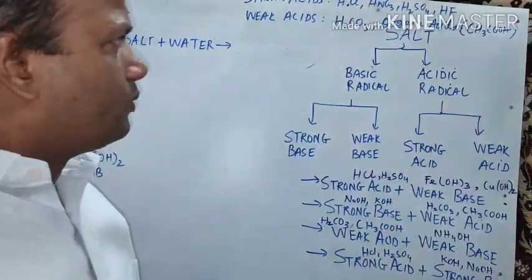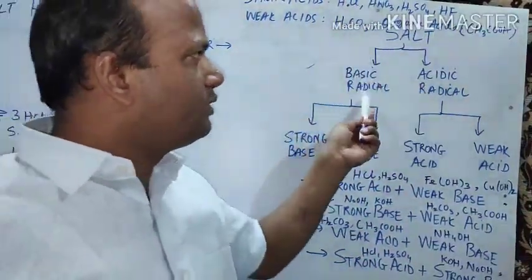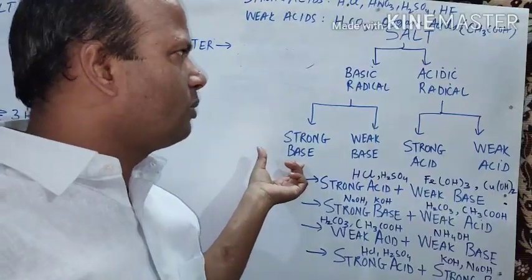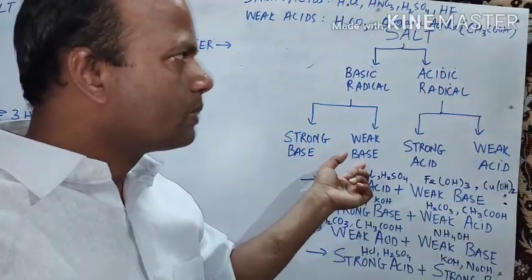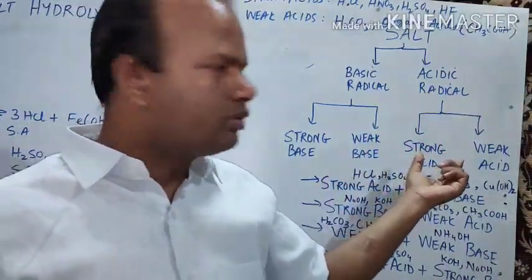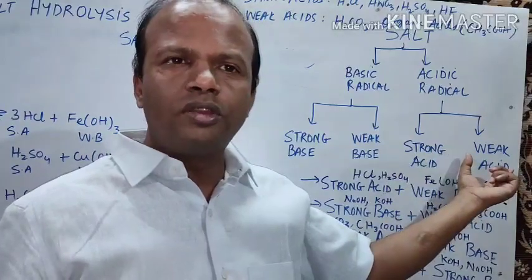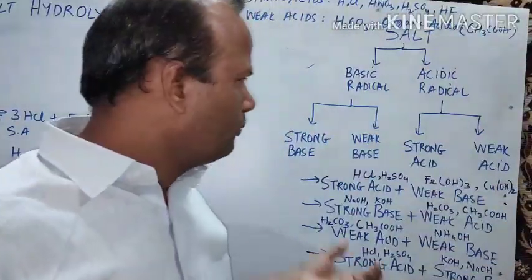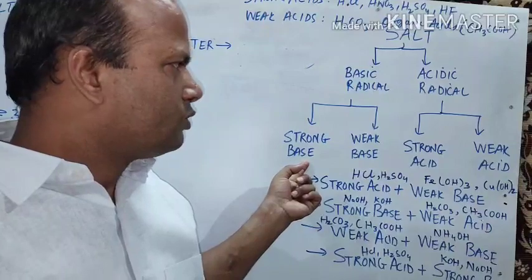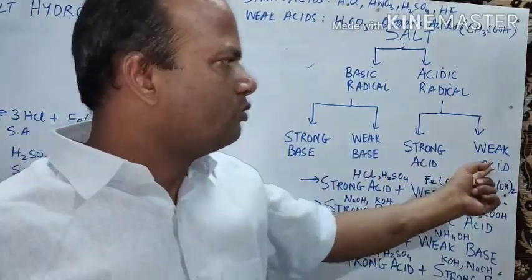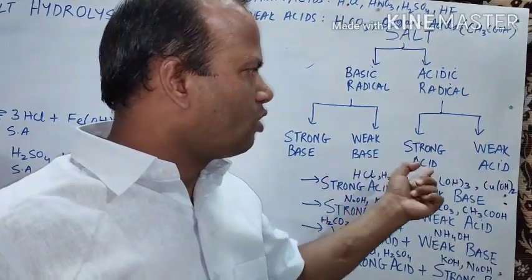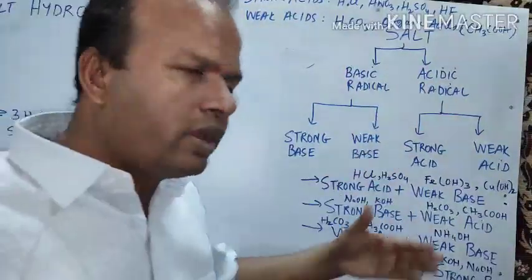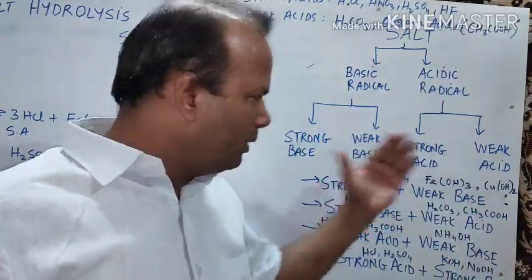Now salt is made up of a basic radical and an acidic radical. The basic radical can be of two types: it can come from a strong base or from a weak base. Similarly, the acidic radical can come from two sources: from a strong acid or from a weak acid. Together, we can have four types of salts. How? Strong acid and strong base is one type, strong base and weak acid is another type, weak base and strong acid is another, then weak and weak. So we have a total of four types of salt. That's why I have drawn it. It is very important to understand how many types of salts we can get.